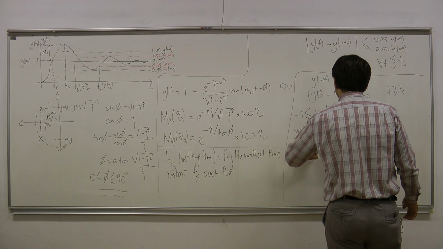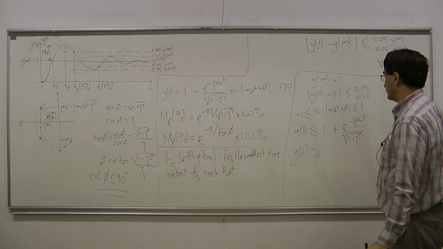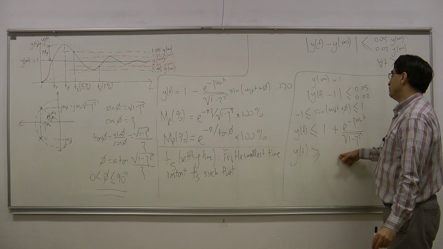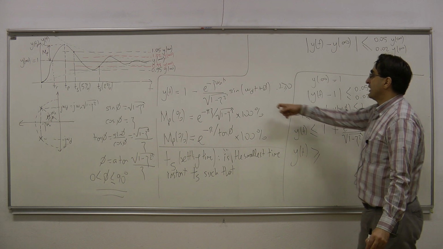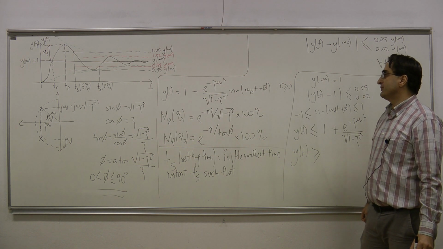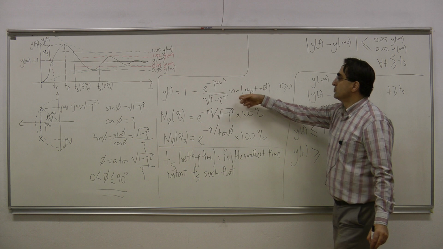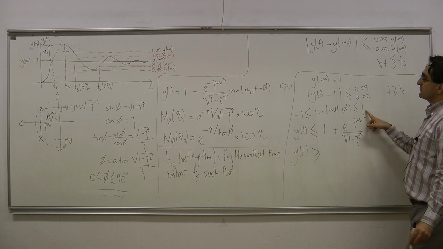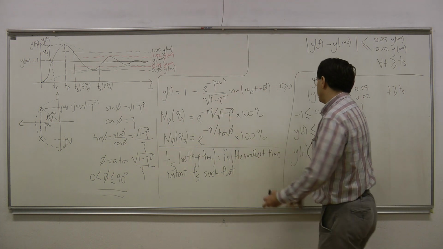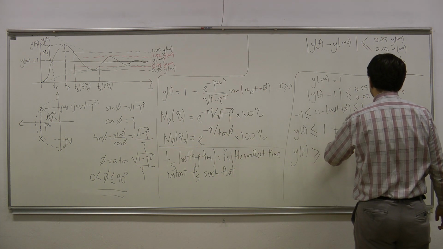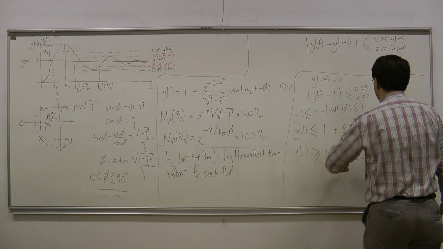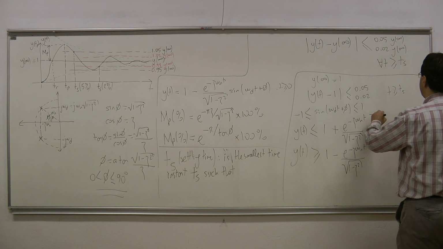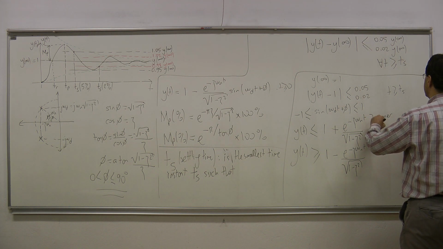y of t is larger than or equal to, I need to get a smaller number than the response which is not oscillating. So I need to replace this sine function with its maximum value to minimize the right-hand side in this case. And in that case, I will substitute sine equals 1, which is going to give me 1 minus e to the minus psi omega n t over the square root of 1 minus psi square. So this is the upper envelope of the response.